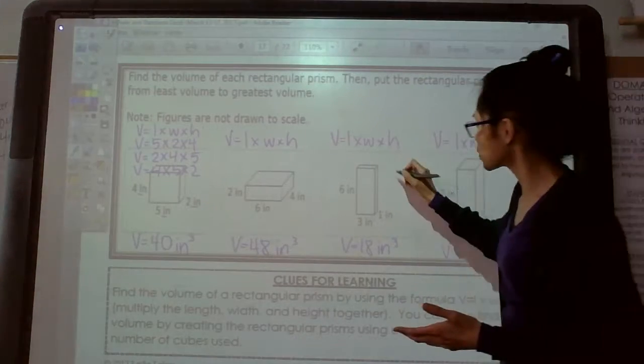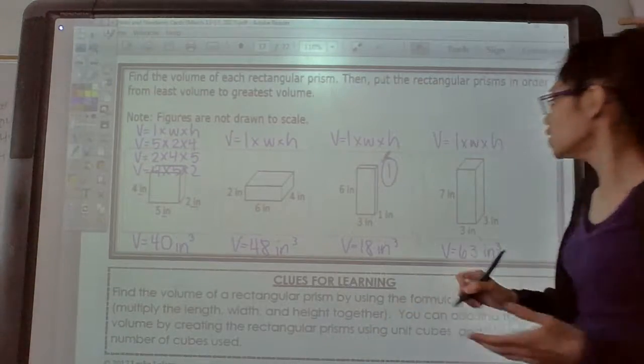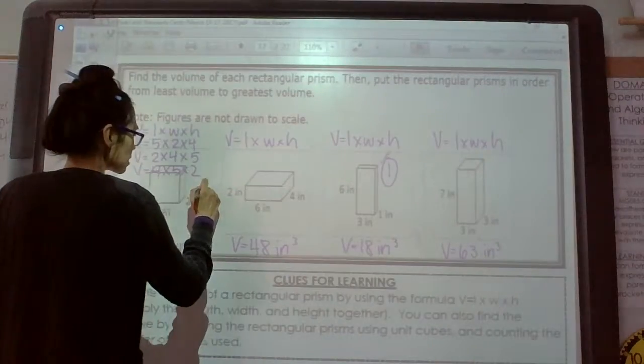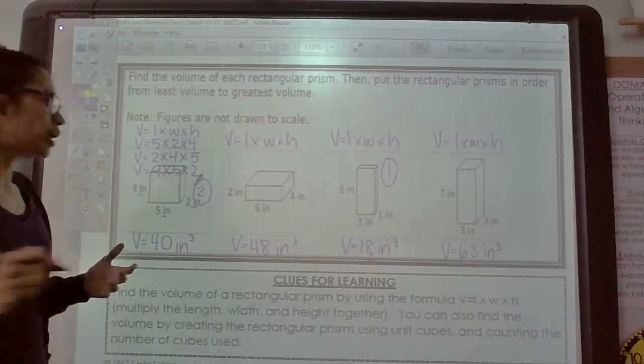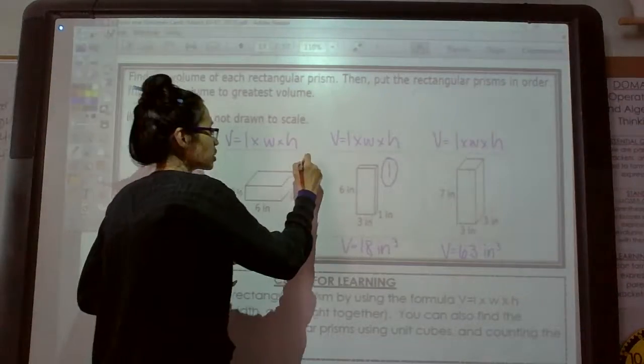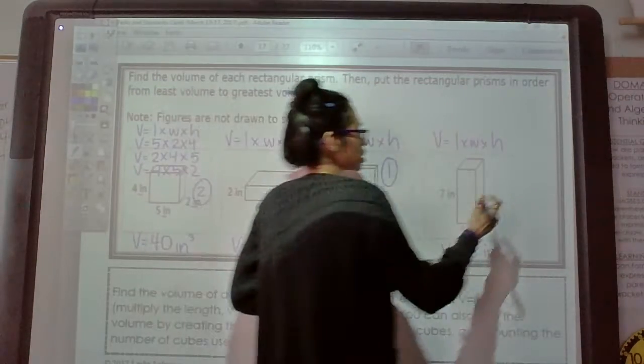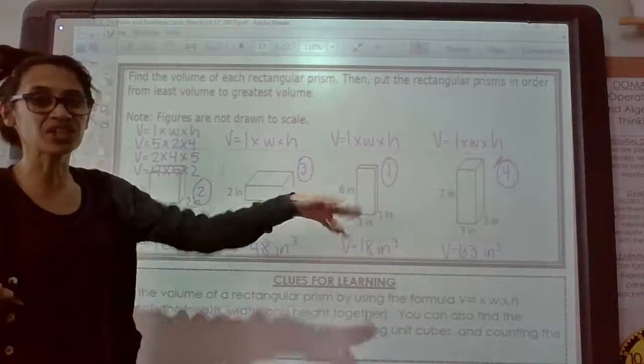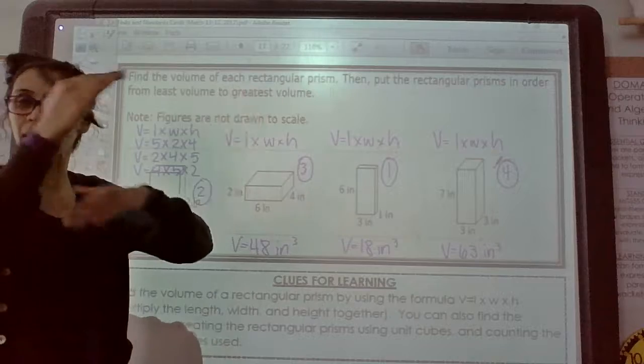This one. So we could go ahead and put a 1 with that one. Which one is the next one? Right here. This one is the second one in order. And then the 48 is third in order. And the largest is that 63 cubic inches. That'll go last. So you can either label them like this, or you can write them out.